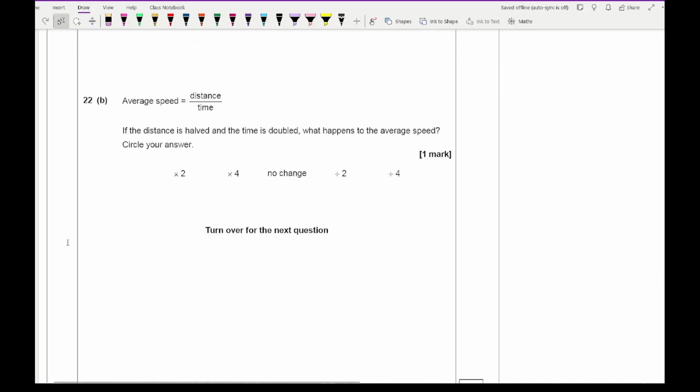And for question 22b, it says average speed, and it says if the distance is halved, so that's 0.5, and the time is doubled, that's what we want to work out. So what this then becomes is a half divided by 2, convert that as a fraction, and then we get a half times 1 over 2, which is a quarter. That's the same as multiplying by a quarter.